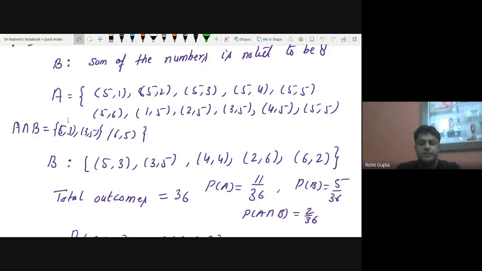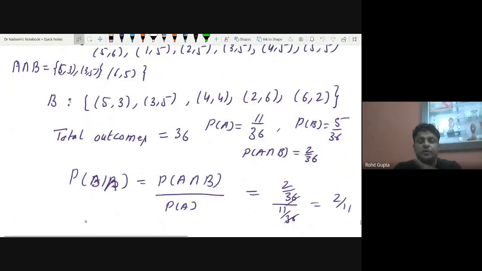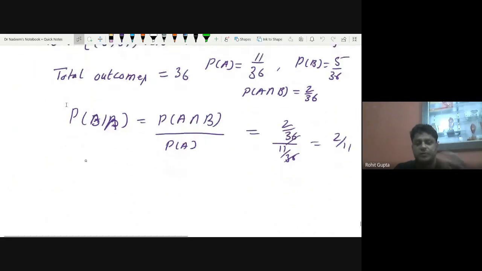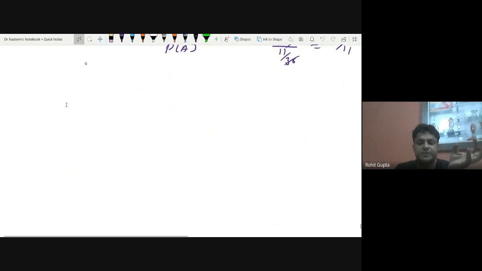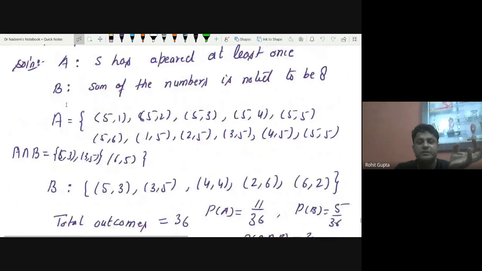I think 6 5 is not available. 6 5 is not part of the intersection of A and B; there are only two elements, 5 3 and 3 5. So the probability of the intersection of A and B is nothing but 2 by 36. Okay, so the probability of B given that A already occurred, meaning the conditional probability, is given by the simple formula. Now compute all the possible values and then find the answer.